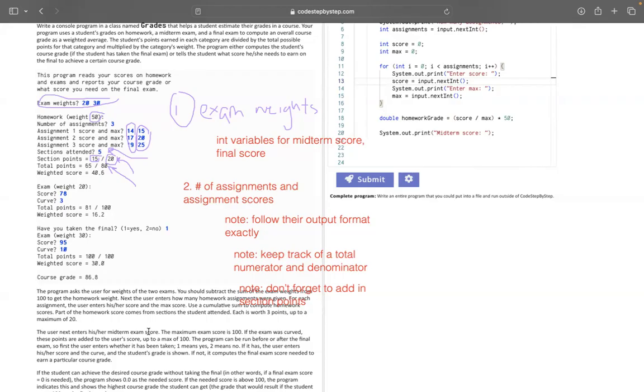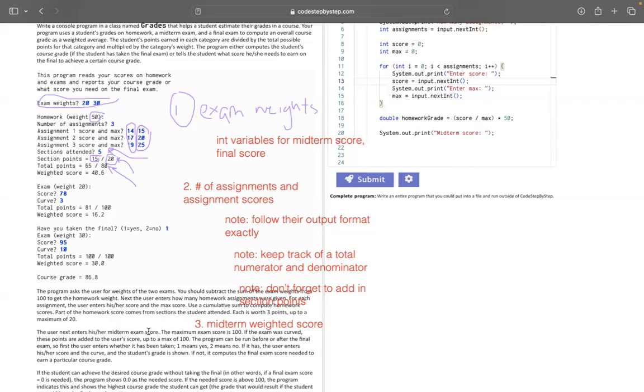Midterm weighted score. So for the midterm weighted score, every student is going to have taken their midterm, right? Well, that's what the problem says if you read it. They tell you that every student will have some sort of midterm score because they took the midterm already. So based on whatever weight they give you for the midterm, in the beginning of the program, which you ask for, you're going to say, okay, the midterm weighs 20 points. So you ask for the score, and then each test has a curve, which they make really easy here. You just add the curve on.